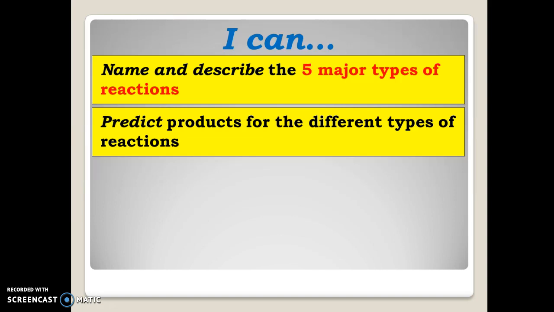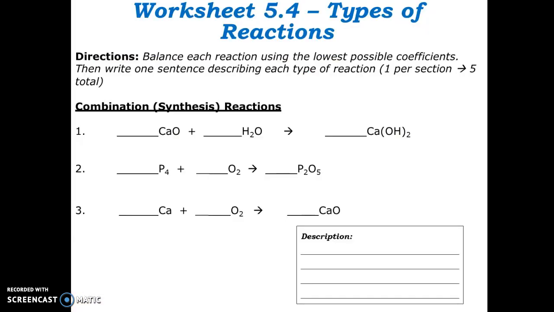That's our end goal. I want to be able to give you some reactants and you tell me what you can make with those reactants. So on worksheet 5.4, this is another balancing sheet where we're just going back and forth and balancing these reactions.